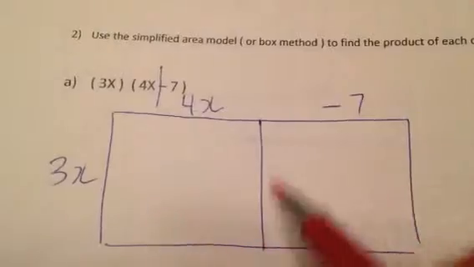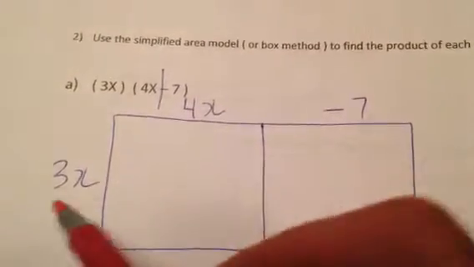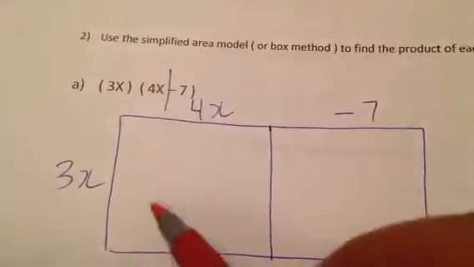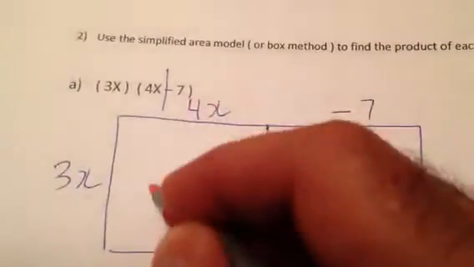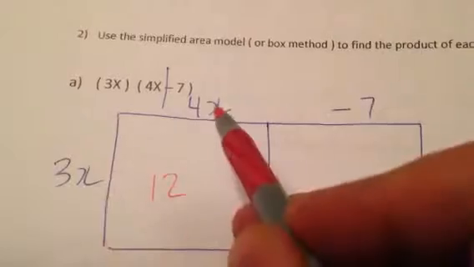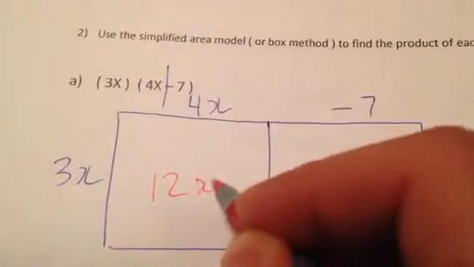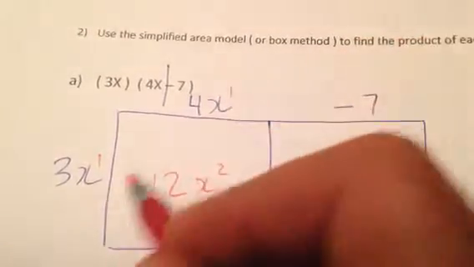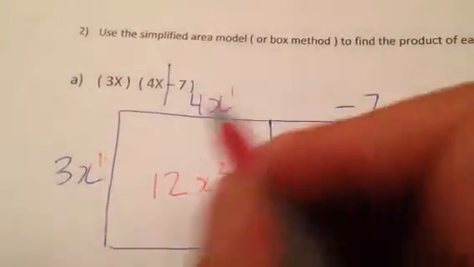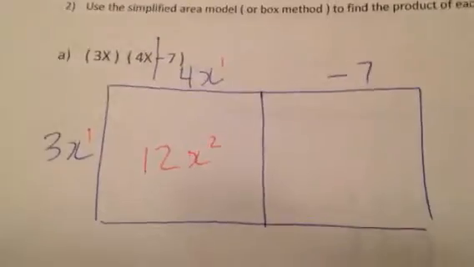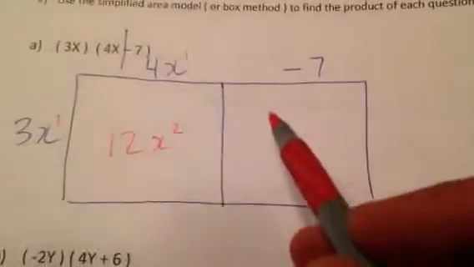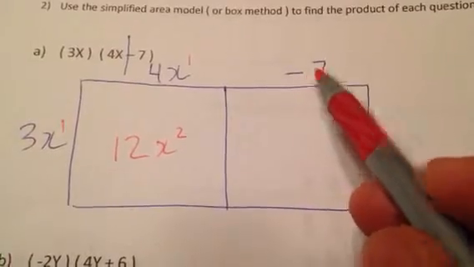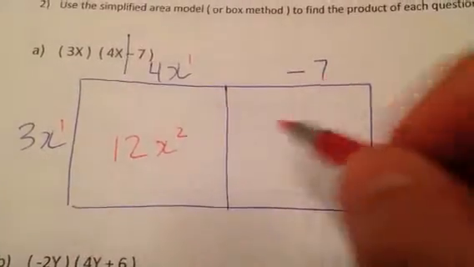And inside this box, we're going to multiply 3x times 4x. And from a previous lesson, what you do is you go 3 times 4, 12. And x times x is x to the power of 2, because this has an exponent 1, so does that. So you keep the x, but you add the exponents. So 12x squared in that half. And over here, we're going to multiply 3x times negative 7. And again, you go 3 times negative 7.